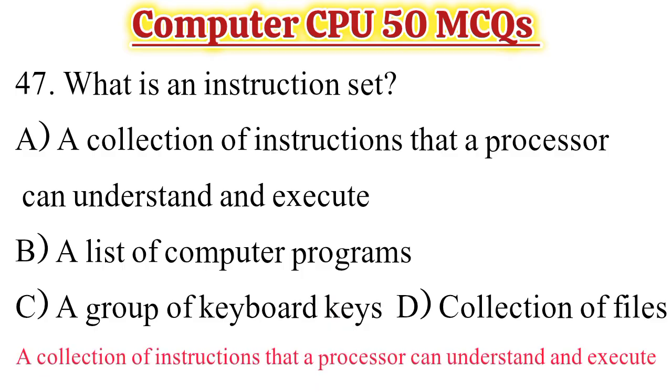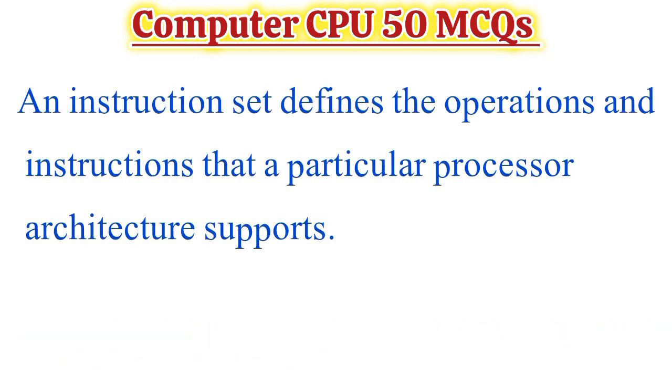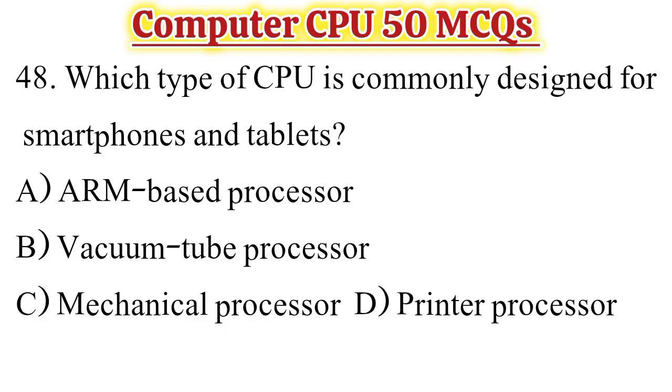Answer: a collection of instructions that a processor can understand and execute. An instruction set defines the operations and instructions that a particular processor architecture supports. 48. Which type of CPU is commonly designed for smartphones and tablets? A. ARM-based processor. B. Vacuum tube processor. C. Mechanical processor. D. Printer processor.